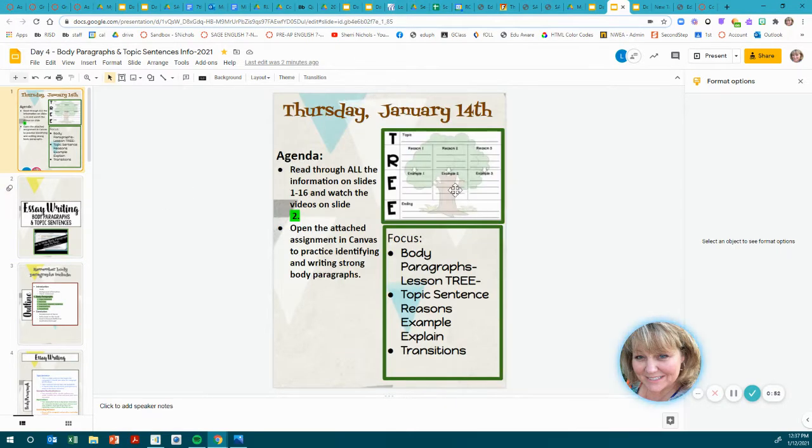We will be looking at what's called the tree method for writing a body paragraph. Tree method would be topic sentence, reasons, example, explain. And then we wrap it up, we end it with our transitions.